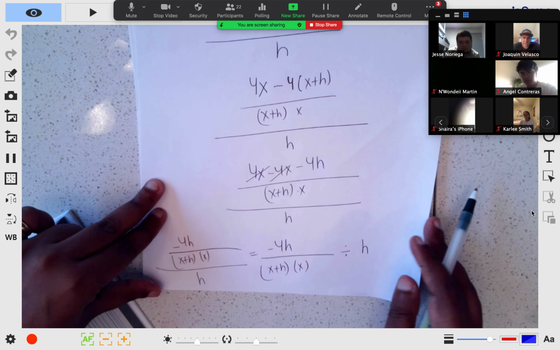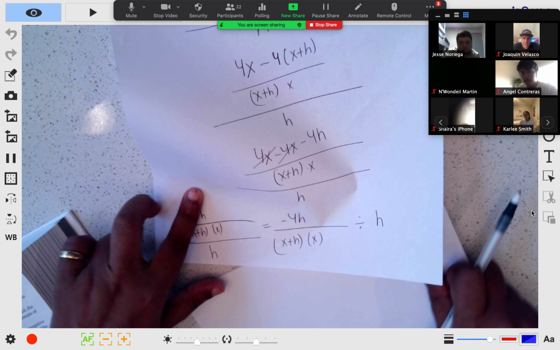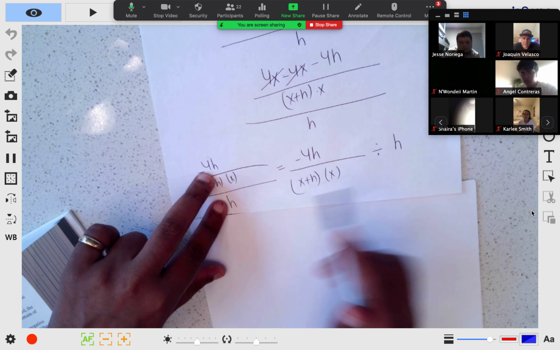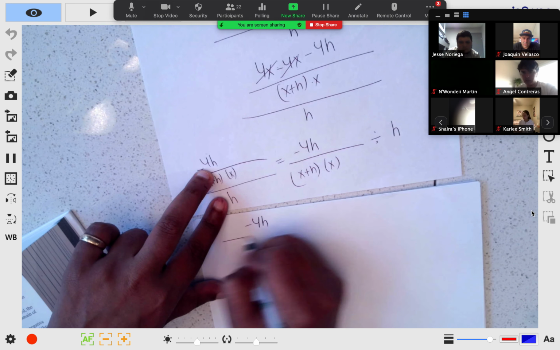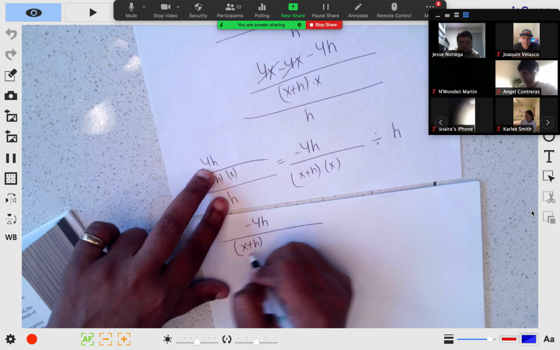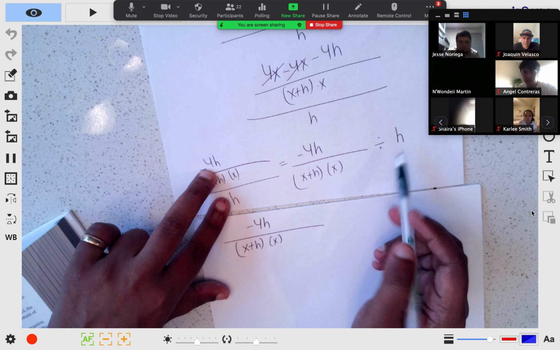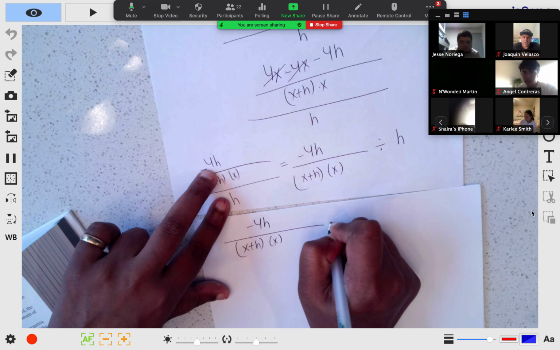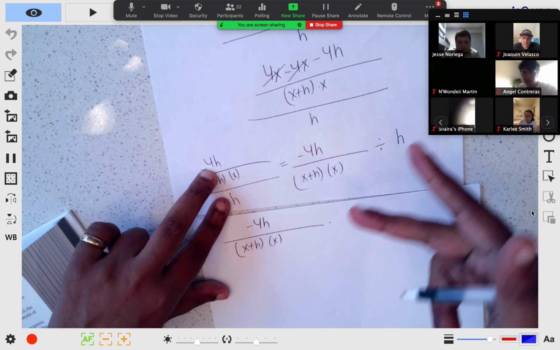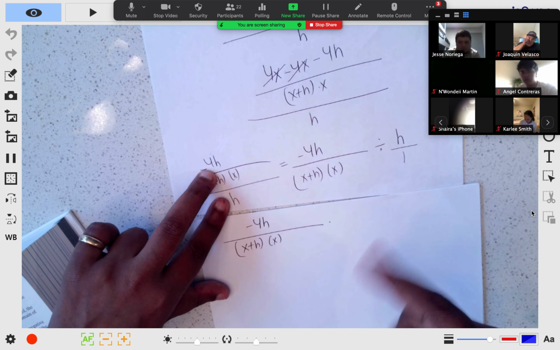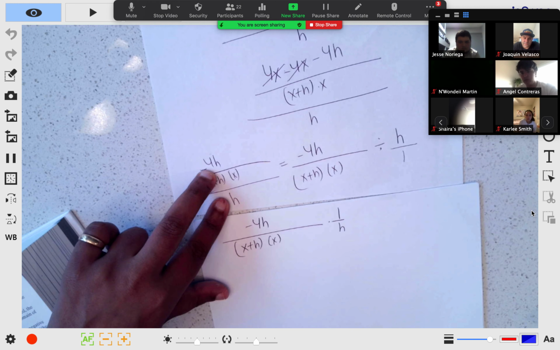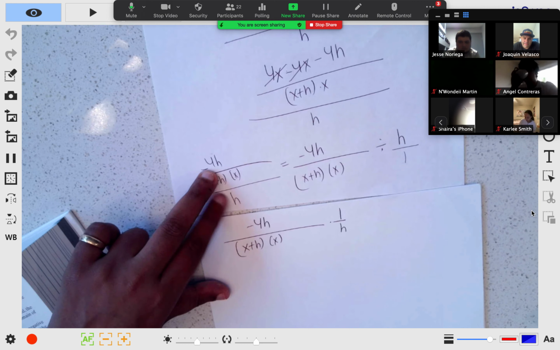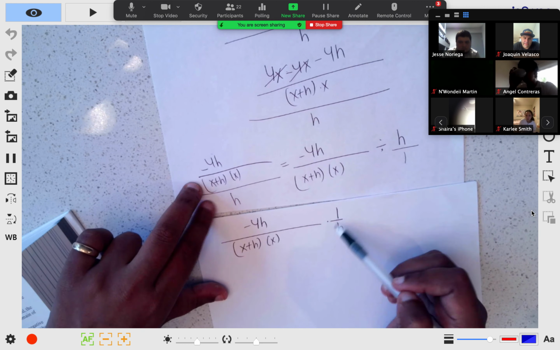Next step is, what happens in fractions? How do you do the fraction division? How do I do this fraction division? It changes into multiplication, and what happens? It flips. Inverse. H over 1 becomes 1 over h. So it was basically divided by h. Anyone has any doubt with this step here?